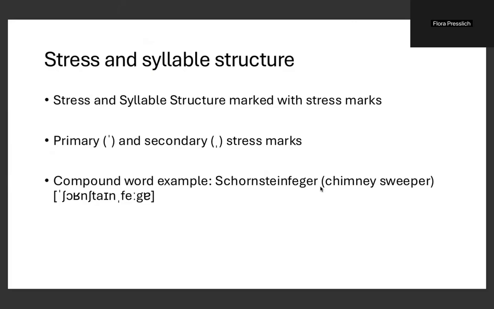Compounds have a primary stress at the beginning of the first word and a secondary at the start of the second part of the compound. So Schornstein is the first part of the compound, and Feger is the second part, which translates to sweeper, and chimney is the Schornstein. Other examples would be Schultasche or Hundehalsband, and there are endless more.